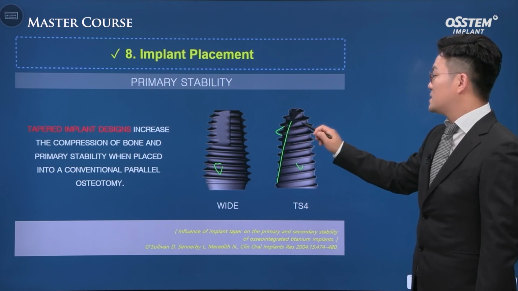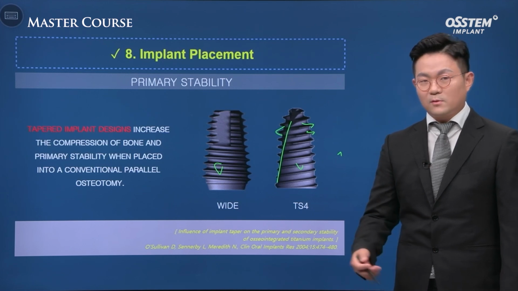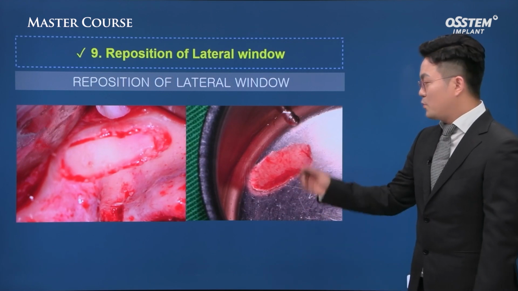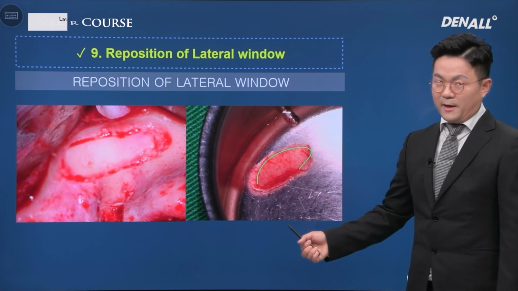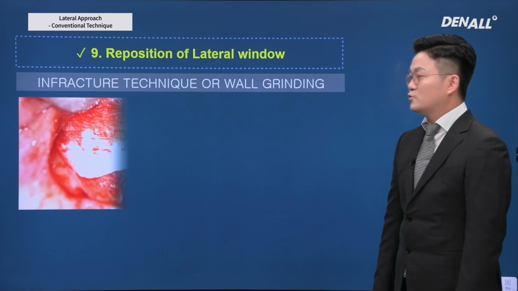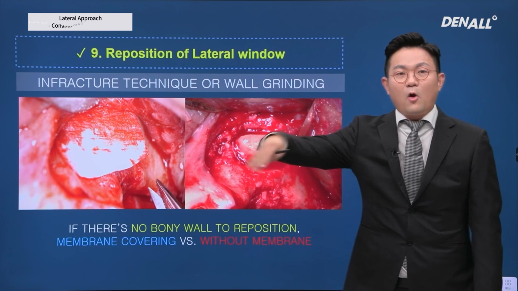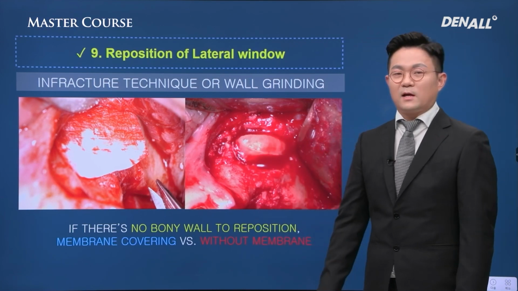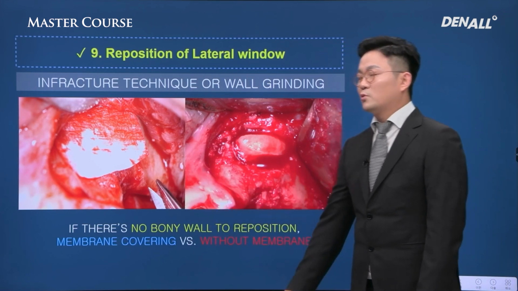For this wide-pitch fixture, in the upper sinus area you can gain more primary stability, so use this type of instrument. This window, you put in Ringer's solution and store it, and you can reposition it later. If there is too much grinding, or sometimes it disappears, then if possible, it's better to cover it with a membrane.